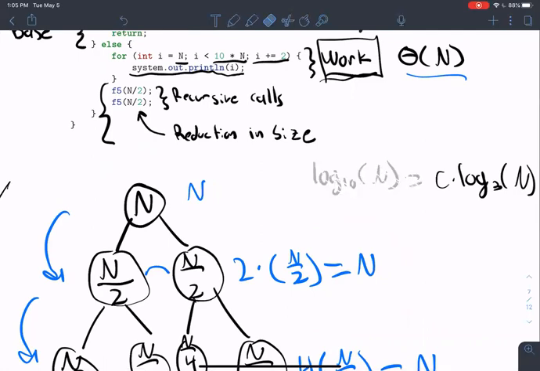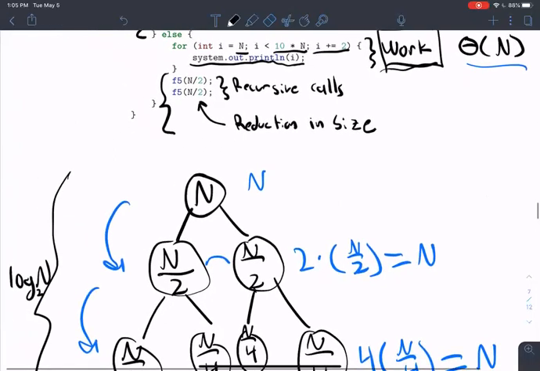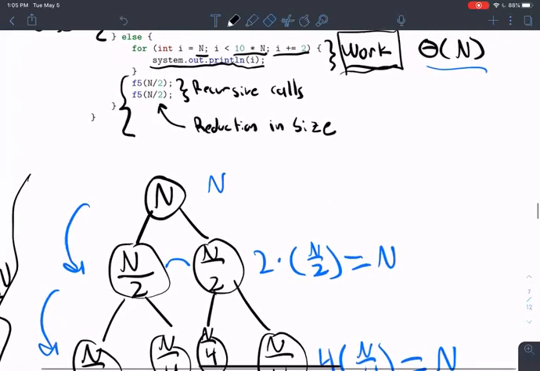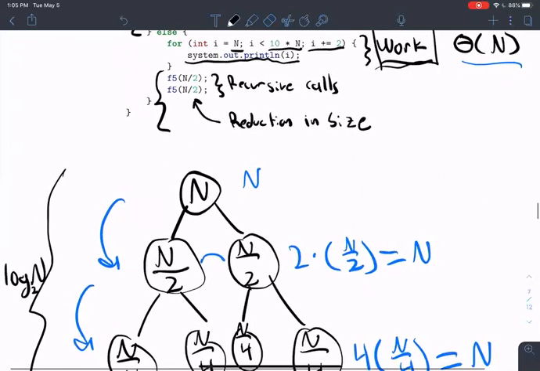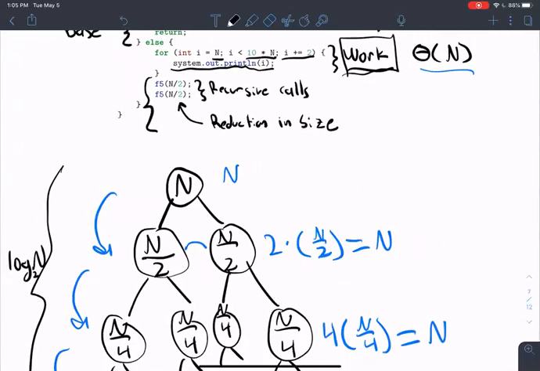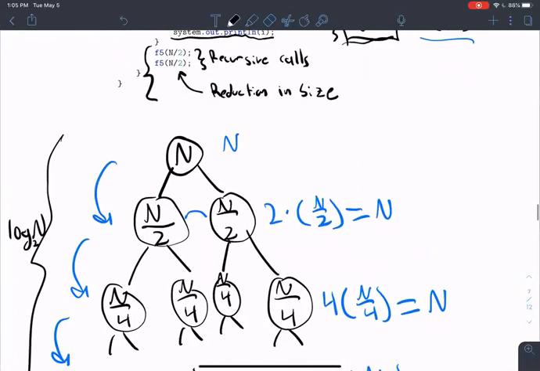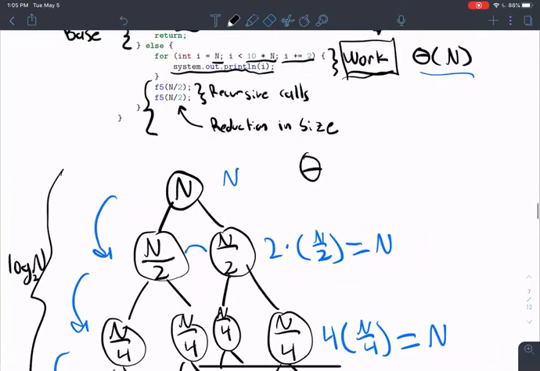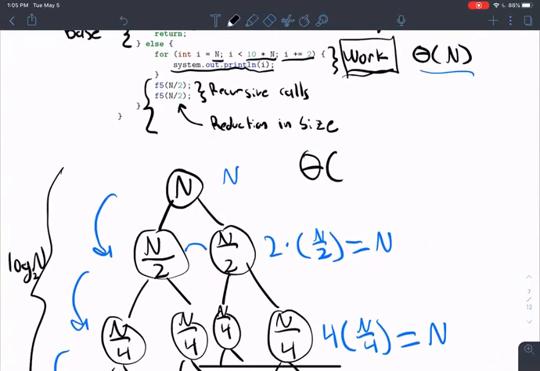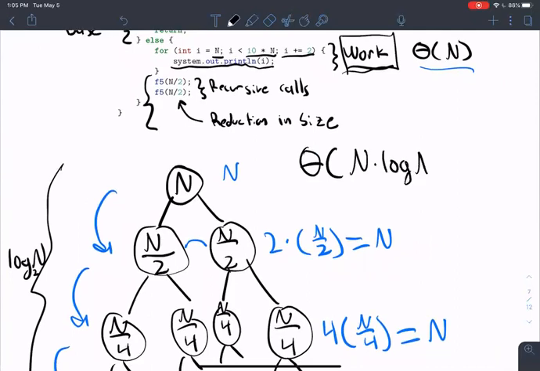So that's why, yeah, go ahead. Because constants don't matter when we're doing the theta bound, we just simplify the log n. Coefficients don't matter at all. Now we know there's log base 2 of n levels in the tree, and each level does n work. So we can just multiply those two and put a theta bound: theta of n times the number of levels, which is log n.